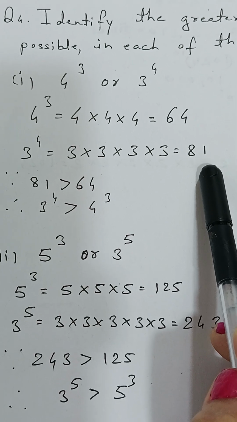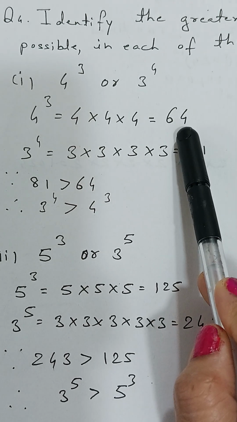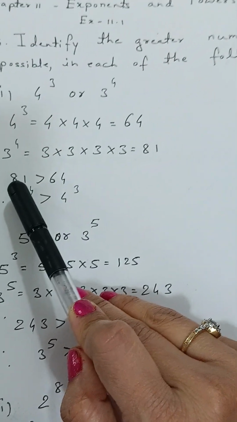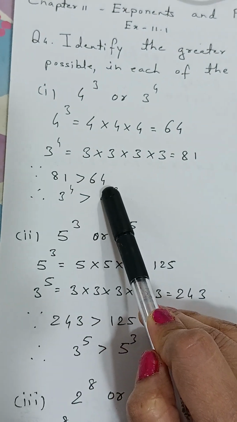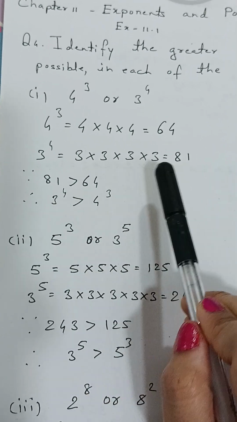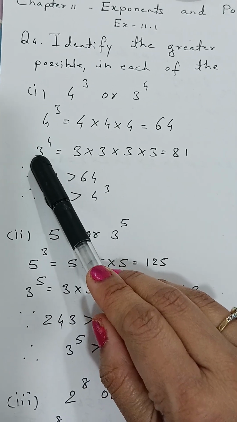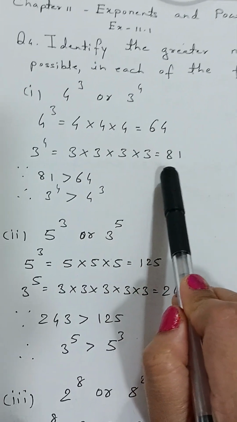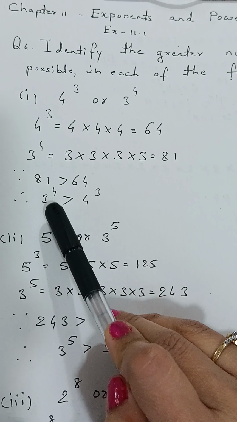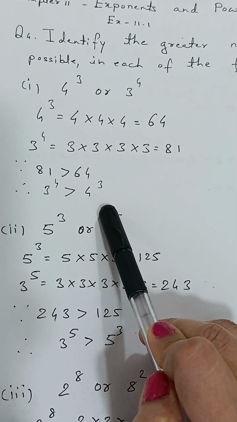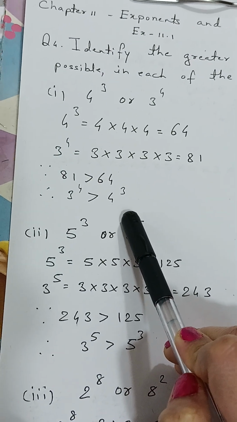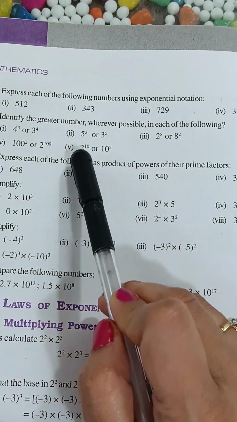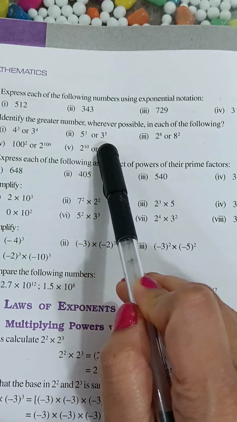Since 81 is greater than 64, you have to write, since 81 is greater than 64, therefore, because this is greater, definitely this will be greater. If this is lesser, definitely this is lesser. So 3 to the power 4 is greater than 4 to the power 3. Right? Okay, let's move on to the second question.